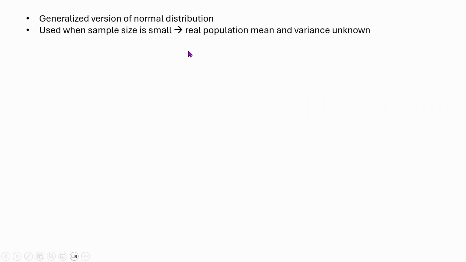First of all, student's t-distribution is only applicable when the sample size is small. Because when your sample size is small, the mean and the variance calculated from that set of samples do not represent the real population mean and variance.